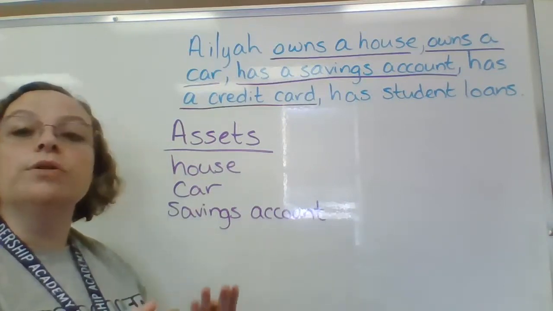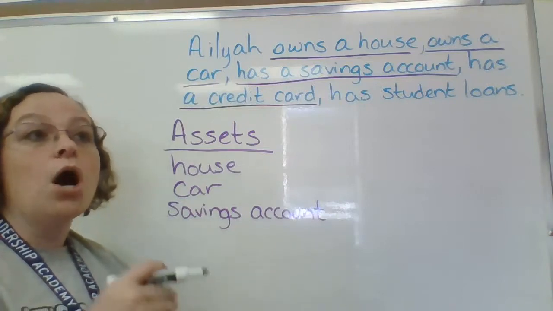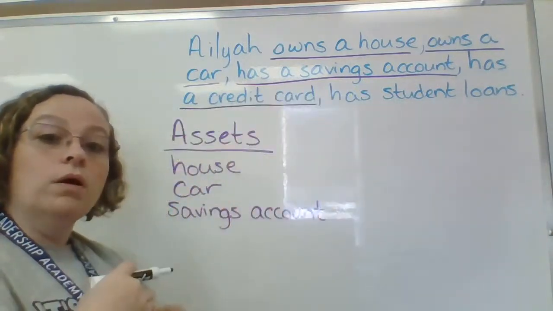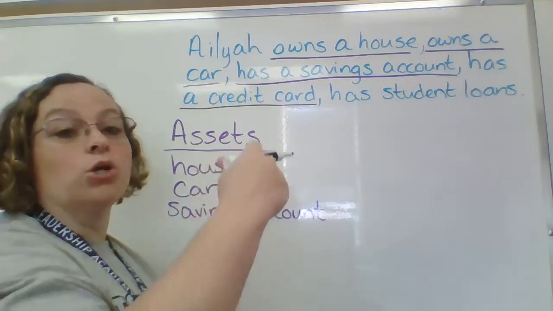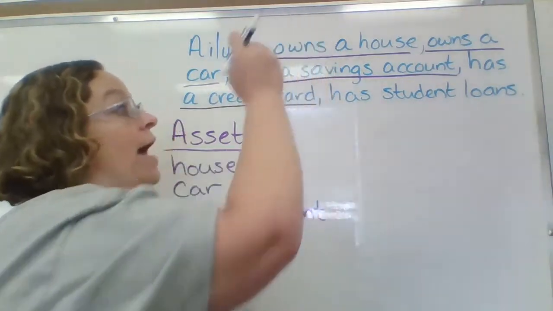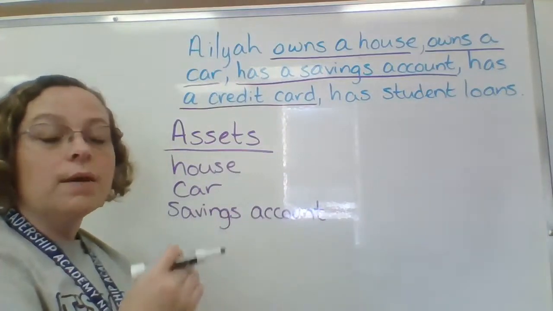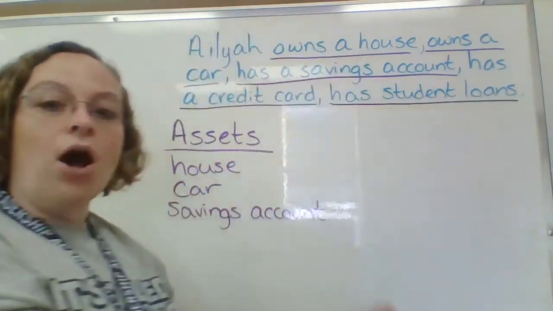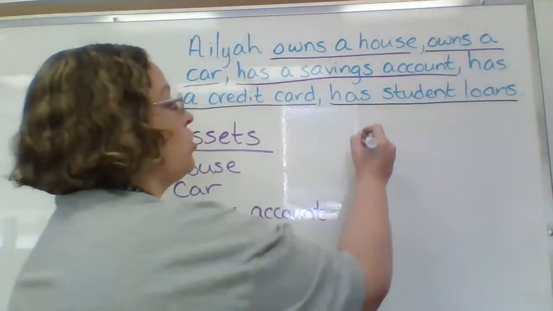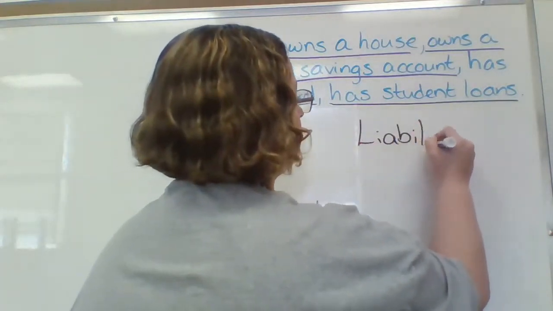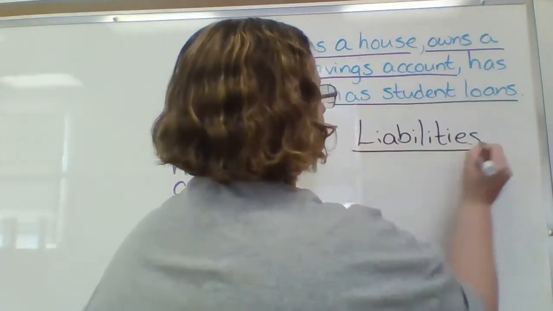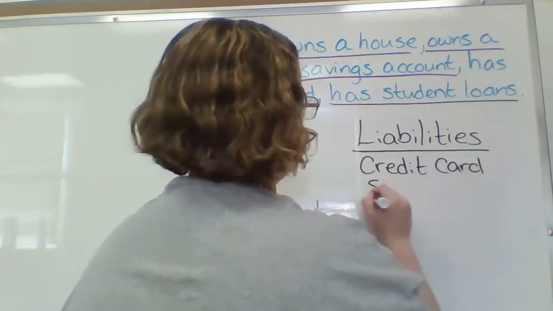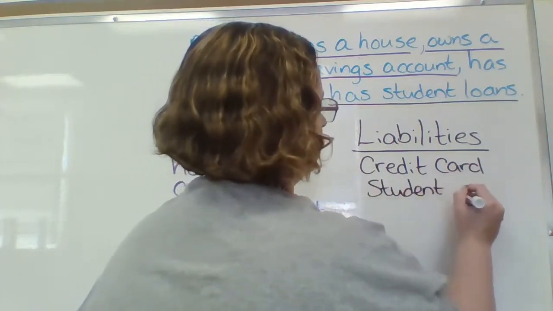Okay. She has student loans. Student loans are something that we have to pay back. We borrowed money to go to school so that we could get a good degree and get a good job, so that we can own a house and own a car, right? But then we do have to pay them back. So student loans are a debt. They are a liability. Okay, so our liabilities are the credit card and the student loans.